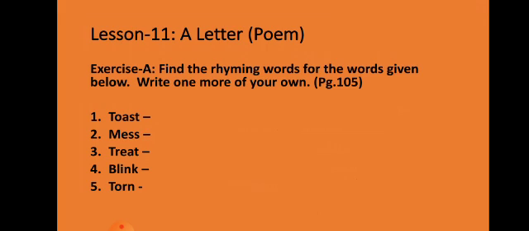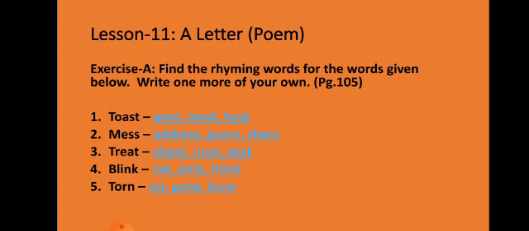Find the rhyming words for the given words below. Write one more of your own. So you have to write one rhyming word which is used in the poem, and then write one more of your own. Okay, so the first one is toast, number 2 is mess, number 3 is treat, number 4 is blink, number 5 is torn. So let's see the answers.